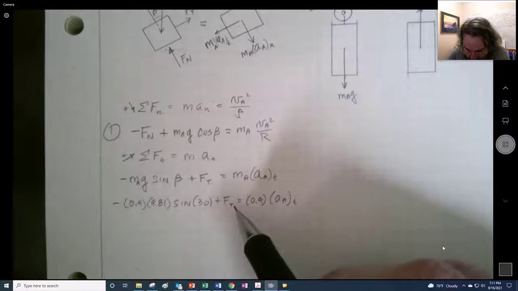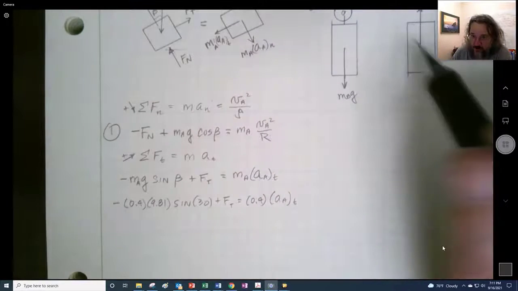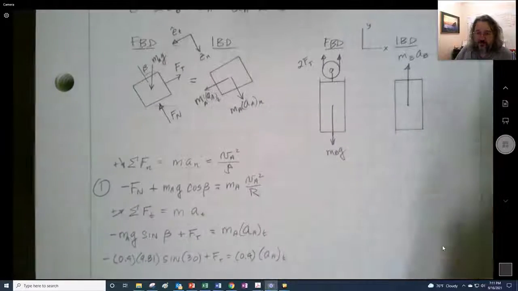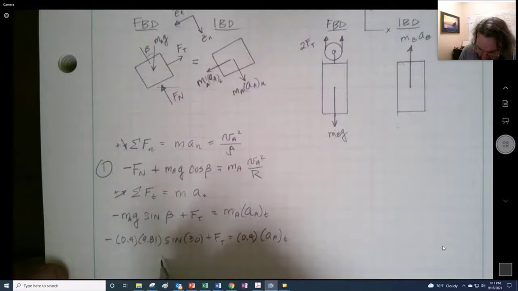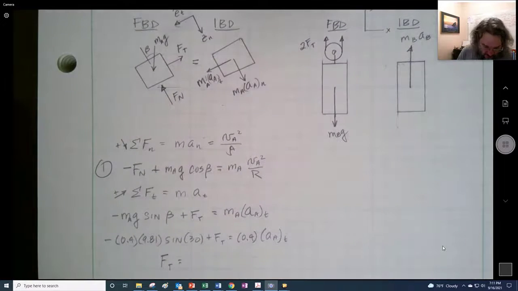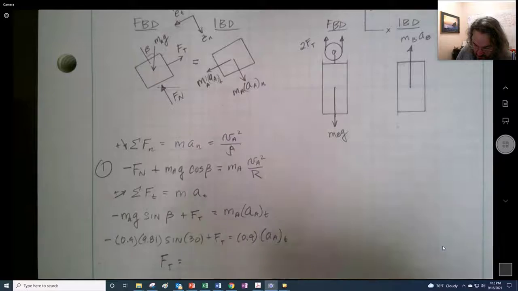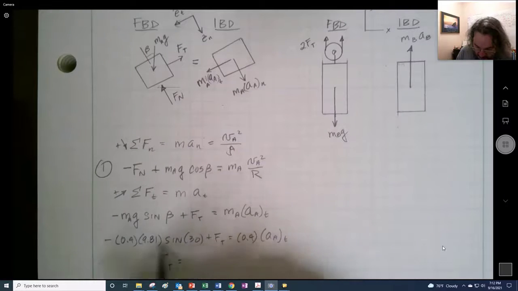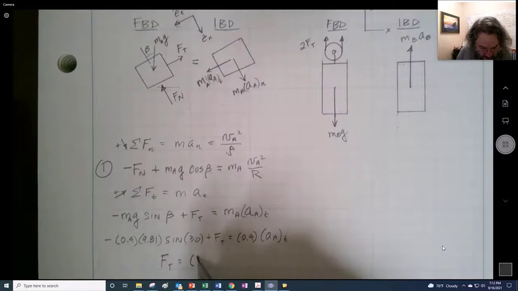I think we were trying to figure out what the tension was, but we don't know the tension because we need to go over to this other FBD. But we can solve for tension right here. So let me go ahead and do that. I'm going to get 0.4 times 9.81 and 30 sine times, okay, so that's that thing, and that's going to go over to the other side here.